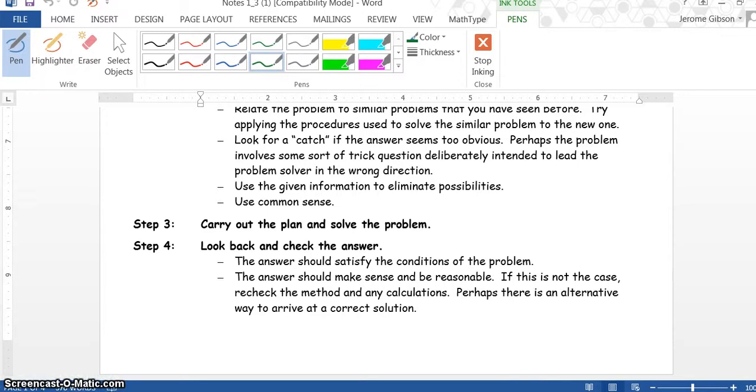Step 4, look back and check the answer. The answer should satisfy the conditions of the problem. The answer should make sense and be reasonable. If this is not the case, recheck the method and any calculations. Perhaps there is an alternative way to arrive at a correct solution.